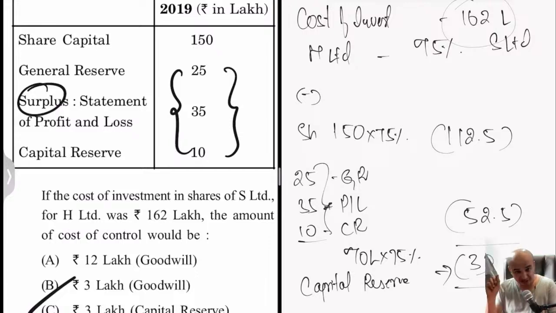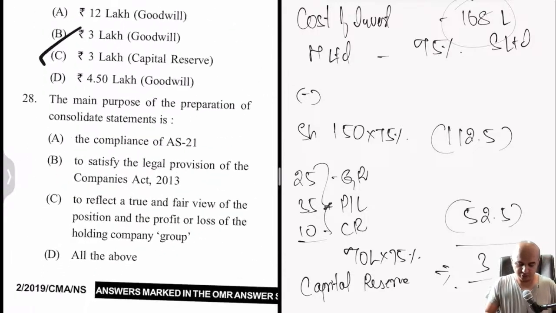If on the other hand we had invested, instead of 162, let's say 168, in that case we would have invested 3 lakhs more. So that would have actually resulted in goodwill of 3 lakhs, wherein we are actually paying more than what we are getting in return. Of course, the problem is not like that. I'm just telling you another scenario. That's all. Anyway, that is about question number 27.